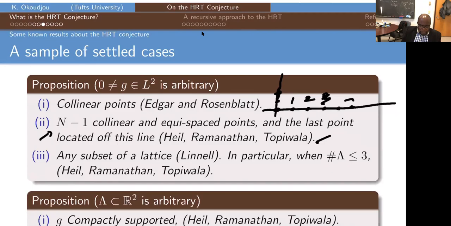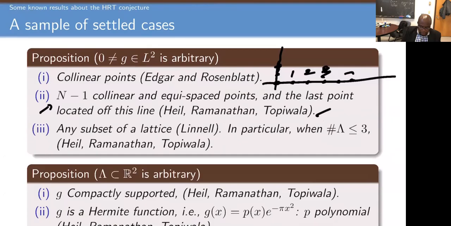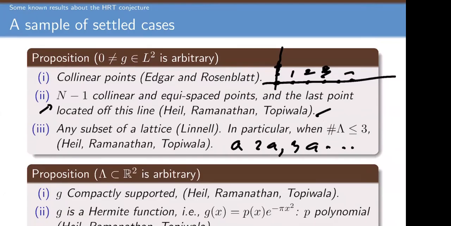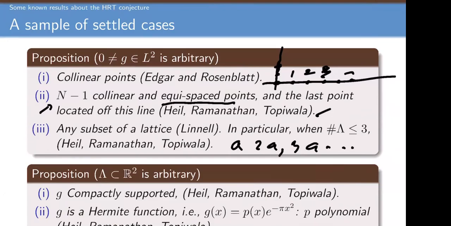Why can you assume that they are integers exactly? No, so I can. What I said is I can assume that the points are equispaced, right? So it's going to be a, 2a, and 3a, and so forth. Okay, if they are equispaced, then yes. So that's what I meant here. I said the points are equispaced on the line. Okay, I did not see that word. Thank you.